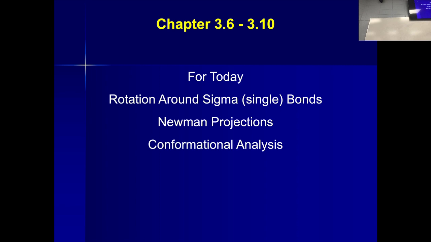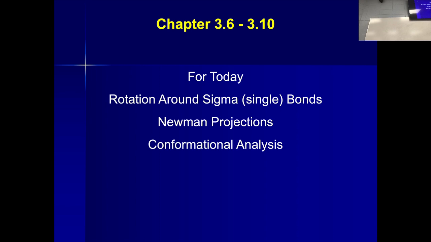1,2-dihydroxyethane, to be more precise. But there are different conformers. There's this conformer, there's this conformer. There's an infinite number, right? We can do all this. Okay? And so we're going to talk about how we look at these types of conformations today and these rotations around sigma bonds because it's very important.